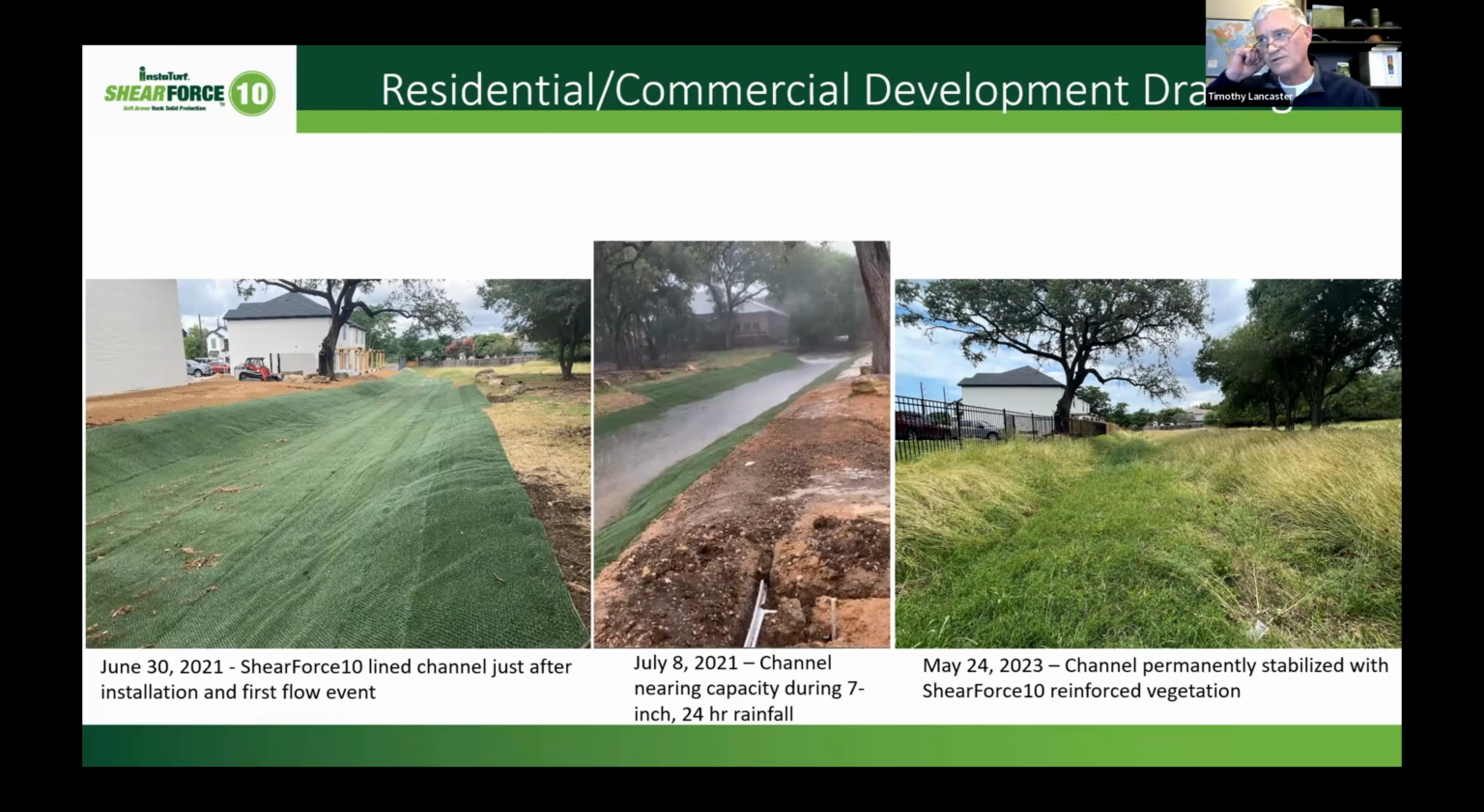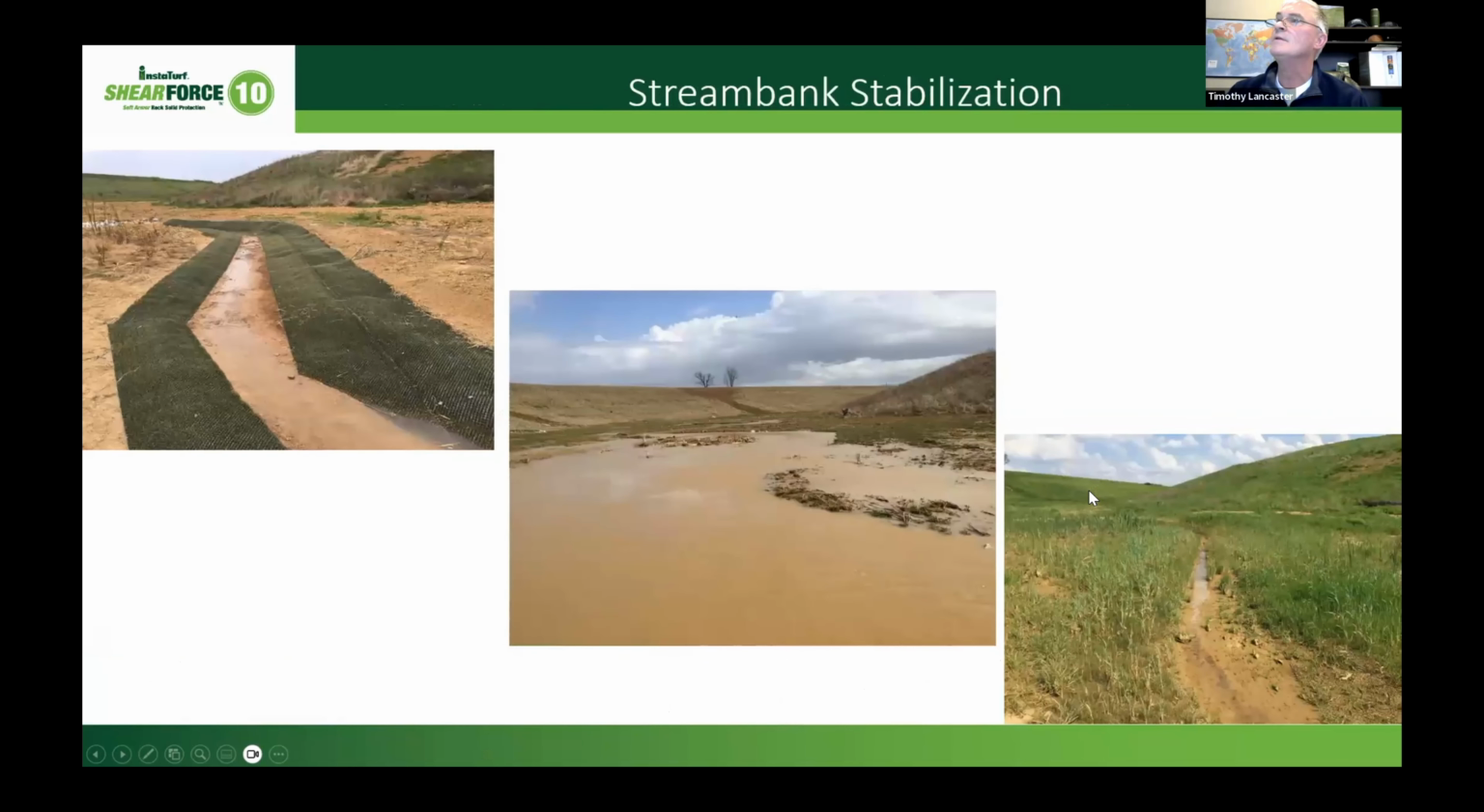They went with the Shear Force 10, put it down, and then within about a week and a half after installation, actually had a 7-inch rainfall event on this site. It's kind of crazy for San Antonio that time of year, but just a major storm event, dumped a lot of water in that area. The channel itself probably reached about 3/4 capacity with flow. And then the picture to the right was taken last spring in May, about 2 years after installation. See all the good vegetation growth in the area at that point.